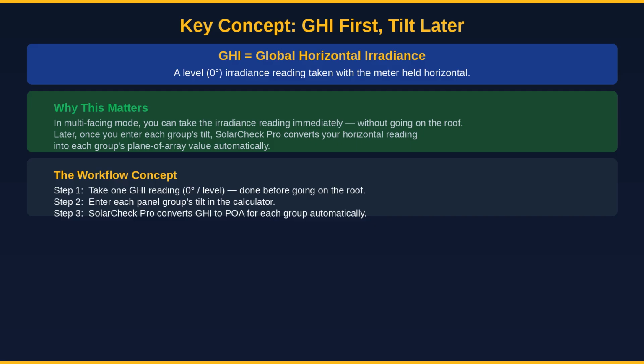The workflow is: Step 1. Take one GHI reading at 0 degrees before going on the roof. Step 2. Enter each panel group's tilt in the calculator. Step 3. SolarCheck Pro converts GHI to POA for each group automatically.